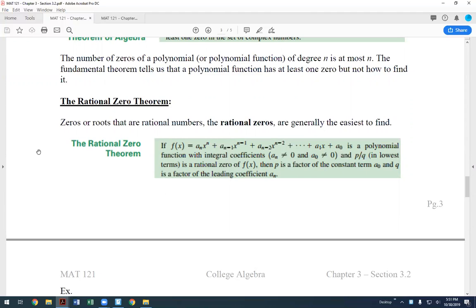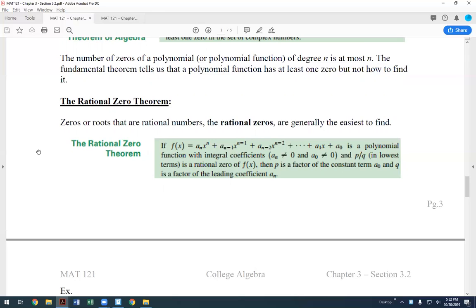The way this works is, let's say this is our polynomial function, with highest degree n. So a sub n means the coefficient that goes with the highest degree term of the polynomial. Then we start going down by 1 in our degree till we get to 0, so a sub 0 will be our constant term. With the rational zero theorem, we look at P over Q factors. P is defined by the factors of the constant term, and Q by the factors of our leading coefficient.